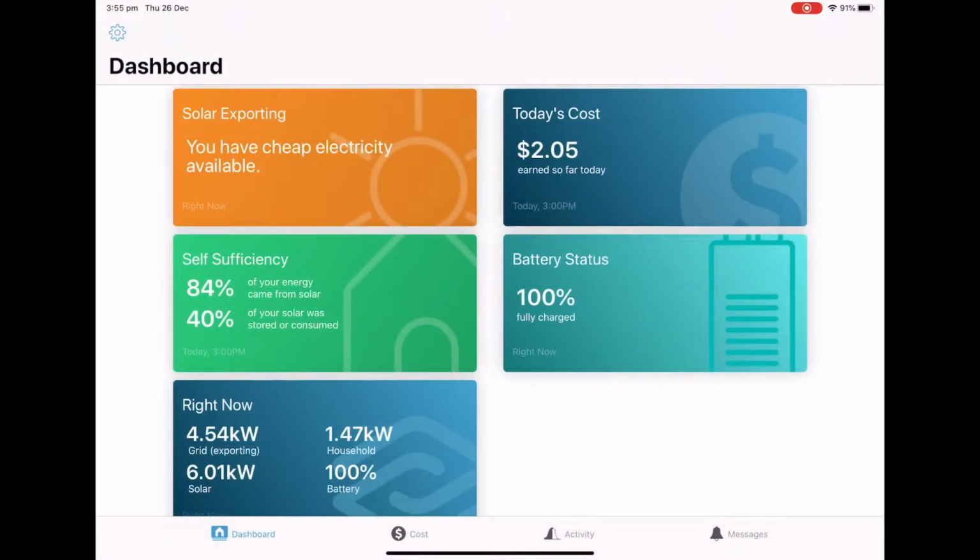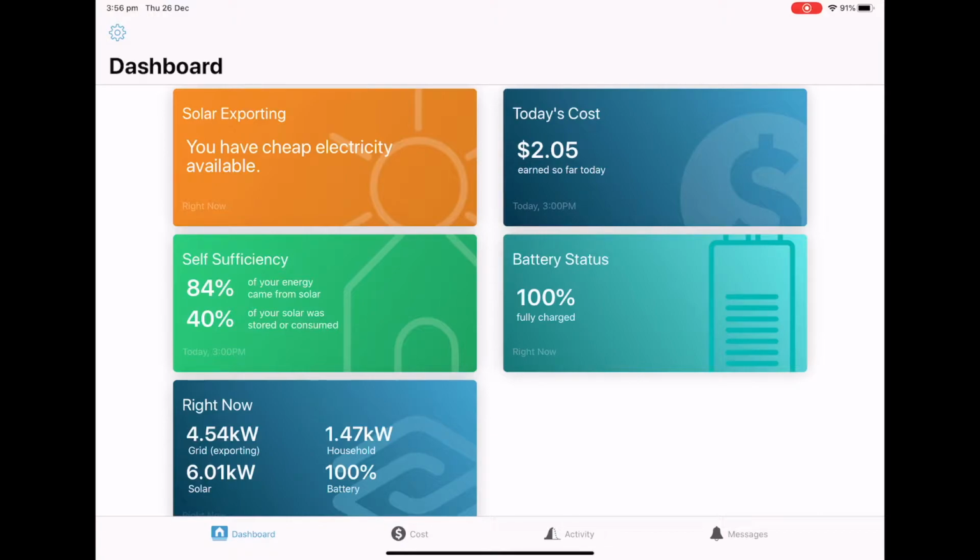Hi guys, I thought I'd do a run through of the Reposit iPad app. This is version 4.1.1. They did quite an update. I think it was earlier this year off memory, but it was a good update. So it really gives you a lot of information about your solar and what's going on.